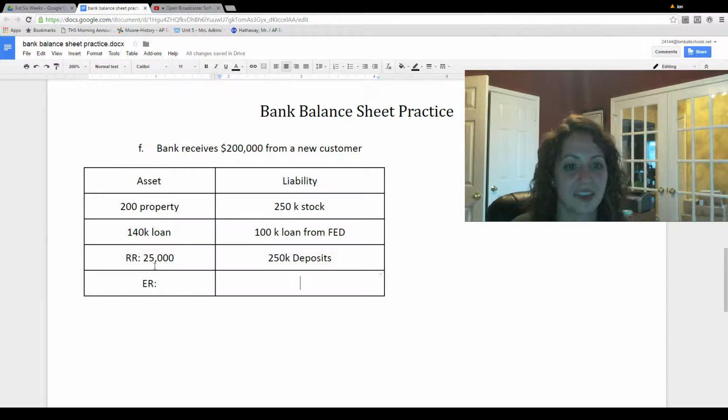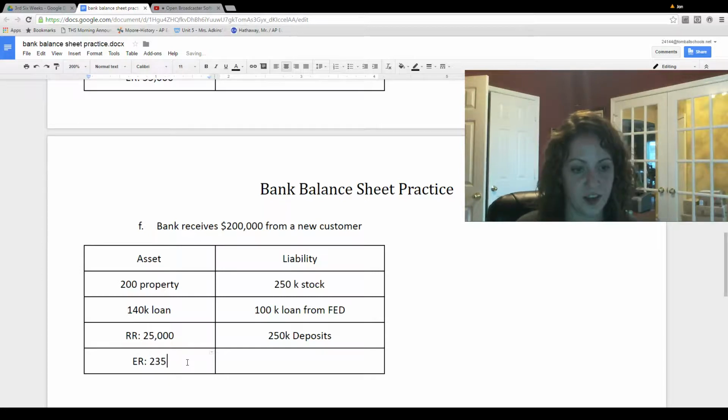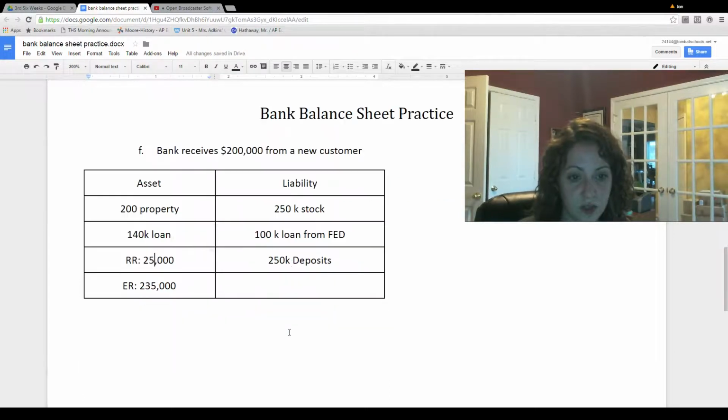So we need to make sure that the asset side is also going to be 600,000. So we have $200,000 in property. And what I'm basically going to do is, instead of adding and then subtracting, get my calculator open and do 600 minus 200 of property, minus 140 for the loan, minus $25,000 in required reserves, for a grand total of $235,000 that must be left over in excess reserves. Okay, so we have these two now equal at 600,000.